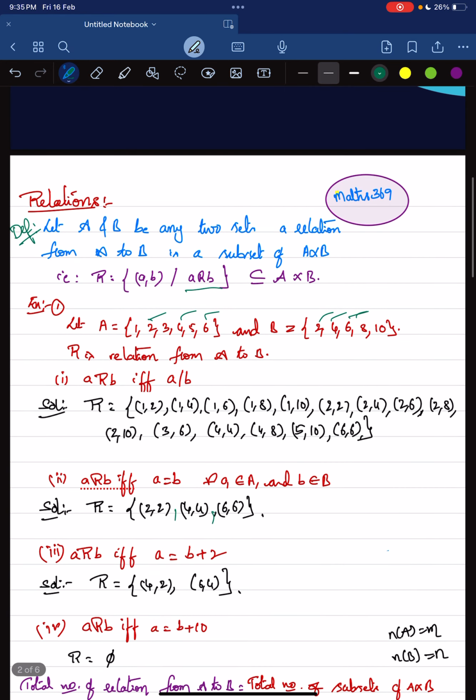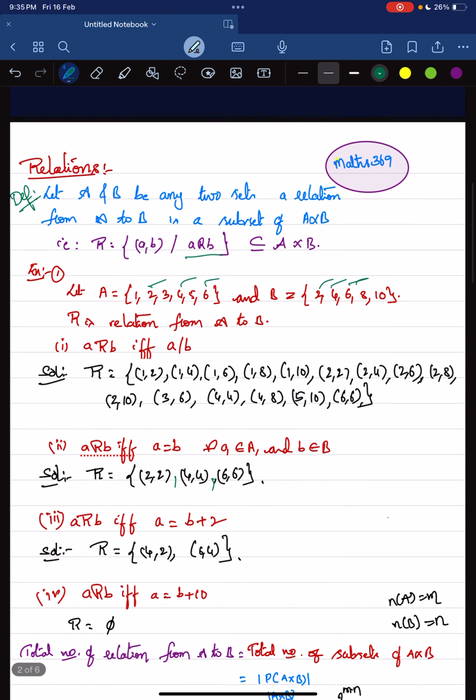Next, a is related to b if a equals b plus 2. So the a value is b plus 2. So (4, 2), (6, 4). These are the two ordered pairs we'll get. If you substitute b equals 2, then a equals 4. For b equals 4, we get a equals 6. These two elements belong to the given sets.